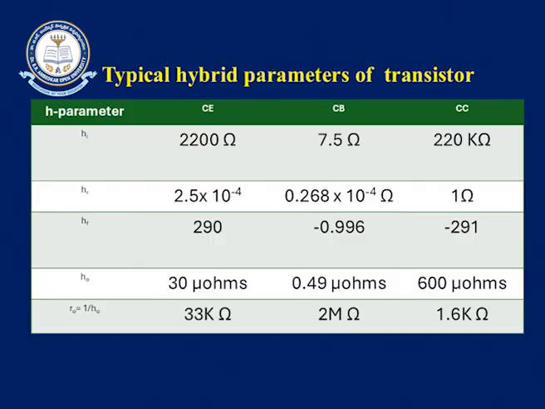This is about the conversion of H parameters. After conversion of H parameters, we have different values for each parameter: the input impedance, forward ratio, reverse ratio, output impedance, and input resistance. The total values are mentioned in this.